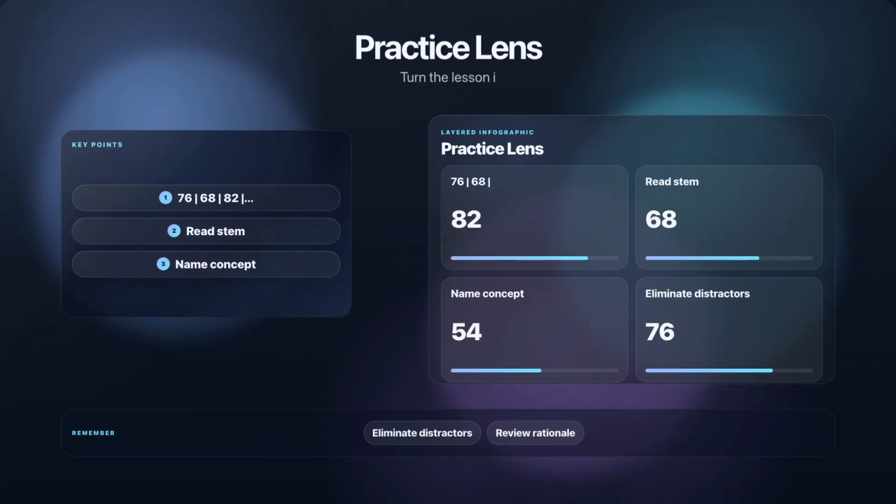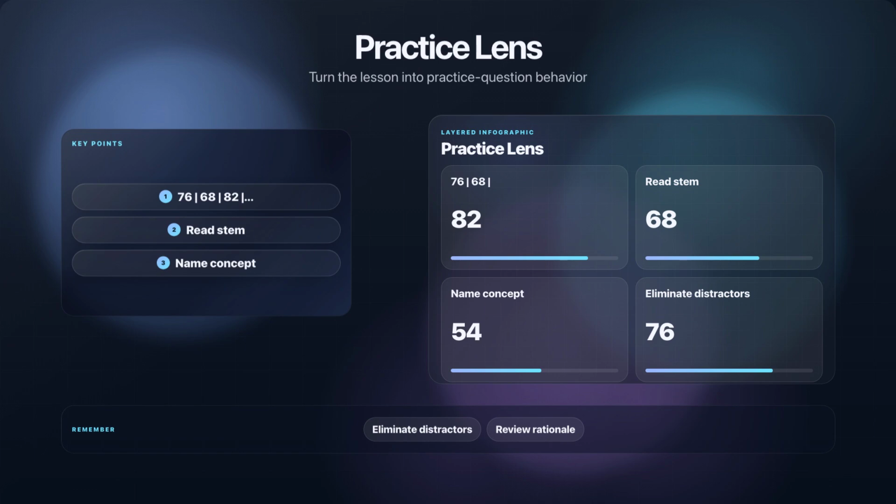In practice questions, do not only ask whether you got the answer right. Ask why the correct answer is correct and why the other choices are wrong. That is how you turn private placements from passive knowledge into exam-ready understanding.